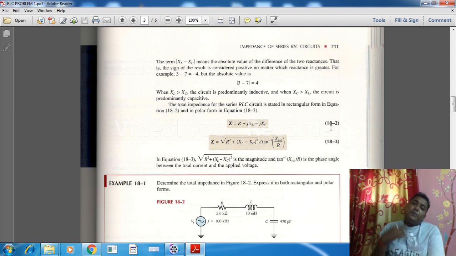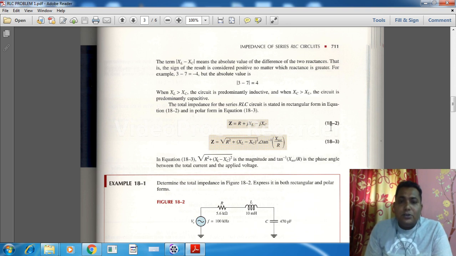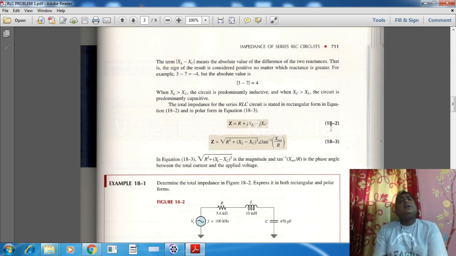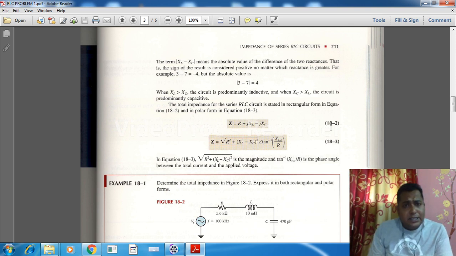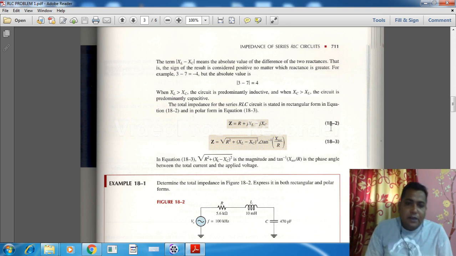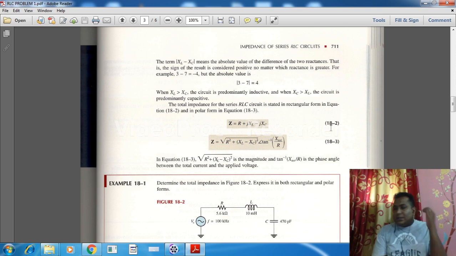Now if we want to change this equation, we can convert it like this: Z is equal to under root R square plus (XL minus XC) whole square, at an angle of tan inverse X by R, correct. X is the net reactance, that is, the difference XL minus XC that we are discussing. So this is the impedance equation.